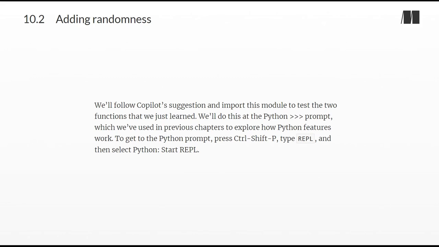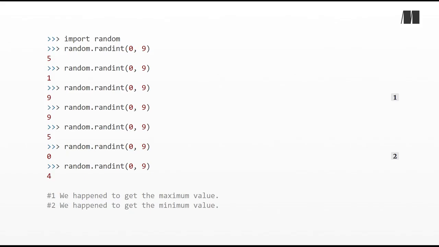We'll do this at the Python 3 greater than symbols prompt, which we've used in previous chapters to explore how Python features work. To get to the Python prompt, press Ctrl-Shift-P, type REPL, and then select Python: Start REPL. Based on Copilot's response to our first question, we know that we can use the randint function to generate a random integer in a range from the lowest allowed number to the highest allowed number. We might use this function to generate individual digits that could be assembled into a larger number.